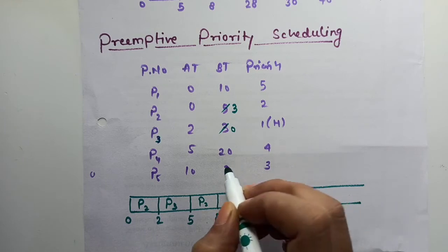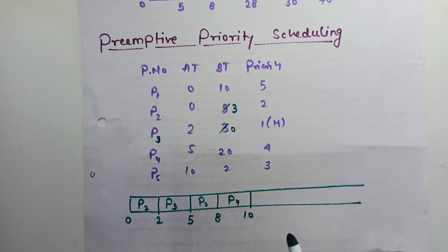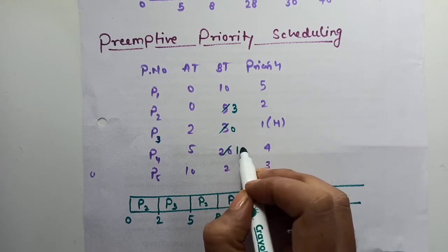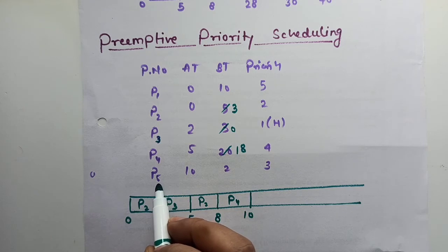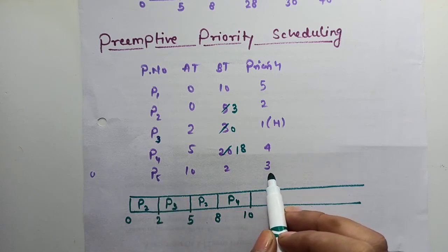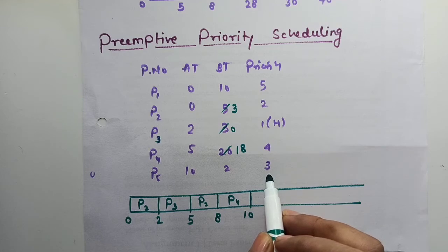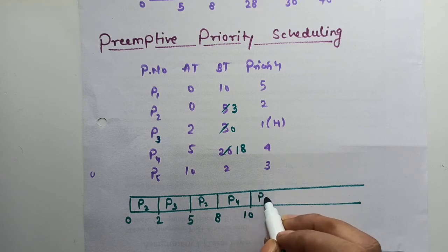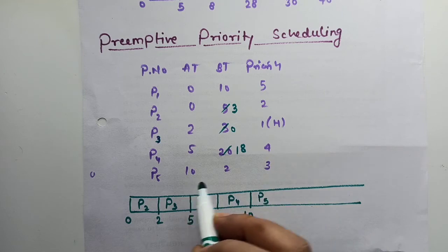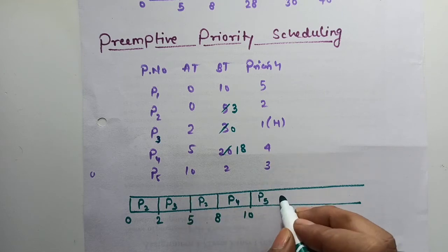So at time 10, I executed it for 2 units, so 18 units of it are left. At time 10, process P5 has arrived in the ready queue and it has the highest priority among the processes which are in the system now. So for P5 there will be context switching. P4 will come back to the ready queue and P5 will be allocated for how much time? For the whole time. Why? Because it has the highest priority here.